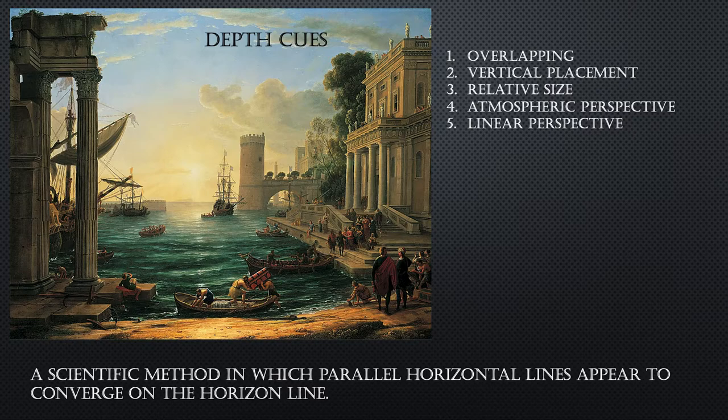And the last one is linear perspective. This is a scientific method in which parallel horizontal lines appear to converge on the horizon line. So he's using linear perspective on this building where on the actual building, all of these lines are horizontal, meaning level with the floor, the ground. And in linear perspective, they're all shown as a diagonal line. And if you trace them, if you drew them out, they would probably meet right here at the horizon.